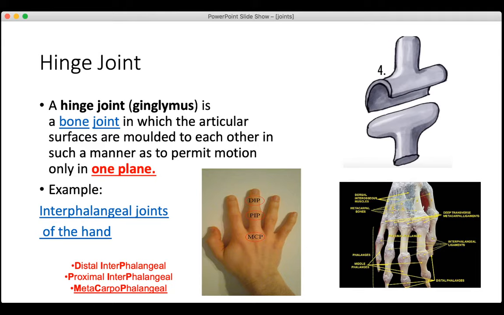You know that is what you can do with your finger. You cannot lift it up on the opposite side. You can do just below that towards the ground. So one plane movement is allowed, and this kind of joint is known as hinge joint.